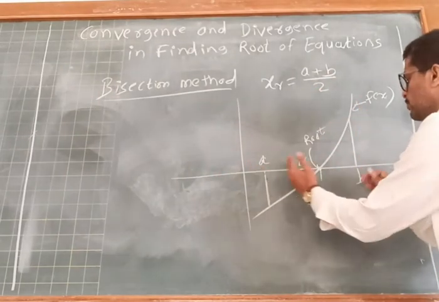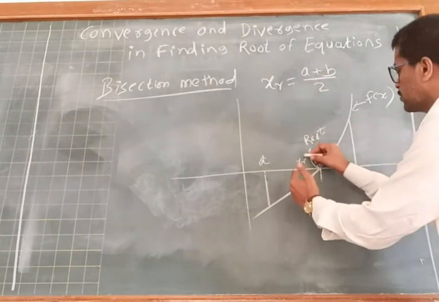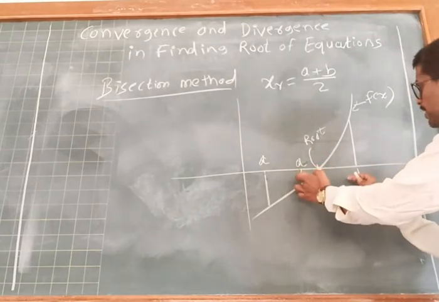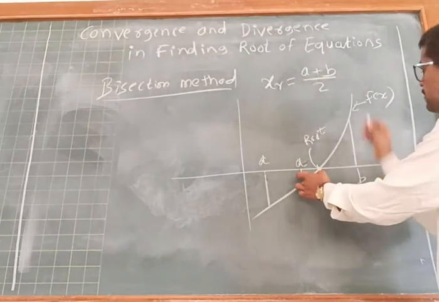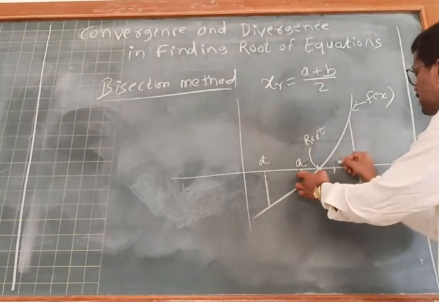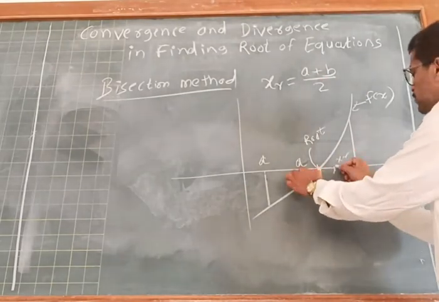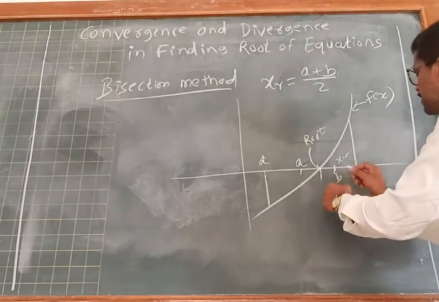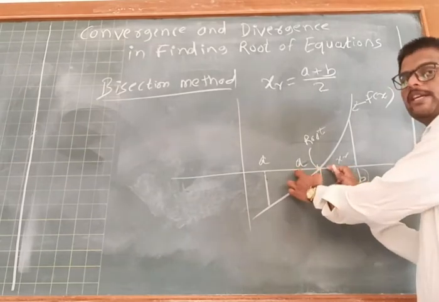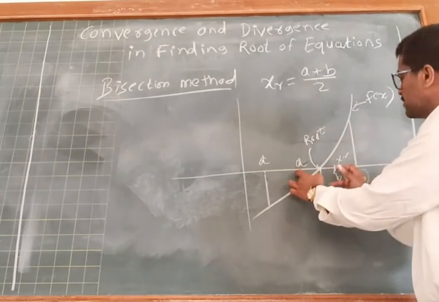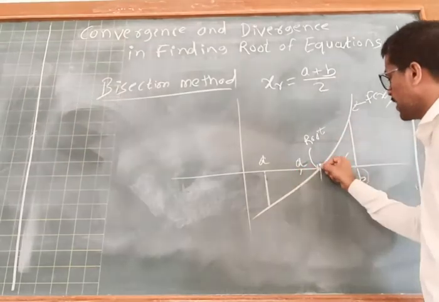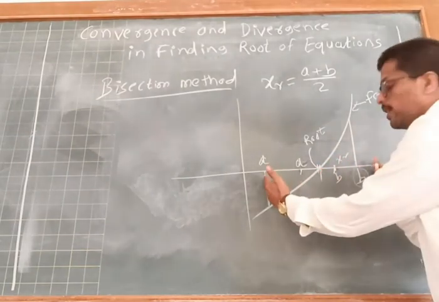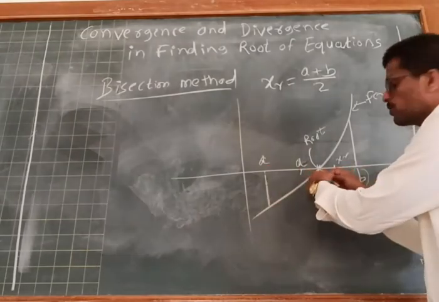So this part we can remove, and the next interval will be this. This xr we will consider as a for the next iteration. Again by using this formula, we can get a new value of root xr. So we can replace this b, and then this will be the new interval. Again by using this bisection method formula, we will get a new value near to this exact root. So in this way, we are going towards the actual solution.